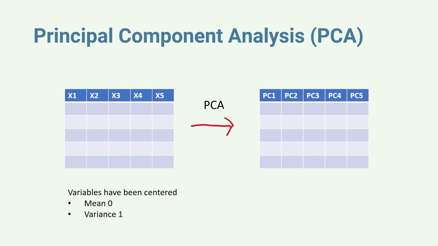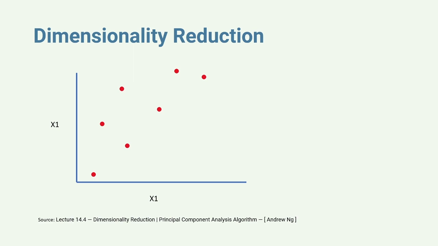PCA is a dimensionality reduction technique. It takes in the original variables, x's, and translates them into new variables called principal components. Just like the clustering, it centers with mean 0 and makes the variance equal to 1. So this is just a transformation, x minus mu over sigma. Now, why is it called dimensionality reduction?